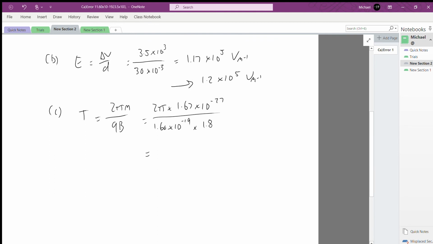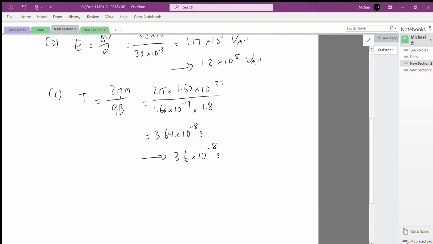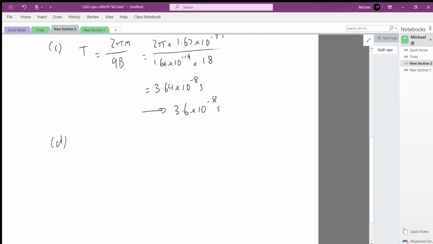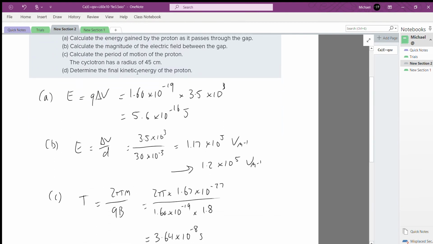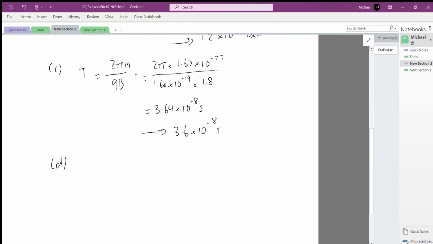And if we substitute that into our calculator, we get 3.64 times 10 to the power of minus 8 seconds, which we'll write as 3.6 times 10 to the power of minus 8 seconds. So that's a straightforward substitution. And the last question, we have to work out the final kinetic energy of the proton, given that the cyclotron has a radius of 45 centimeters. So here, just using the relationship, E is Q squared, B squared, R squared, all over 2m.